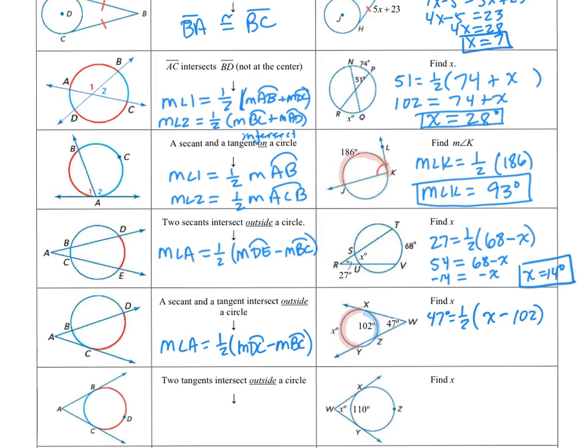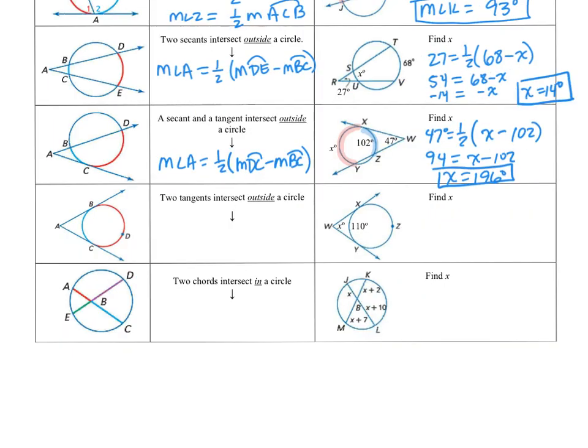Okay, so again, let's multiply both sides by 2 to get rid of that fraction. So 47 times 2 is what, 94? So 94 is equal to x minus 102. And then we'd add 102 to both sides, and we would get that x is 196 degrees.